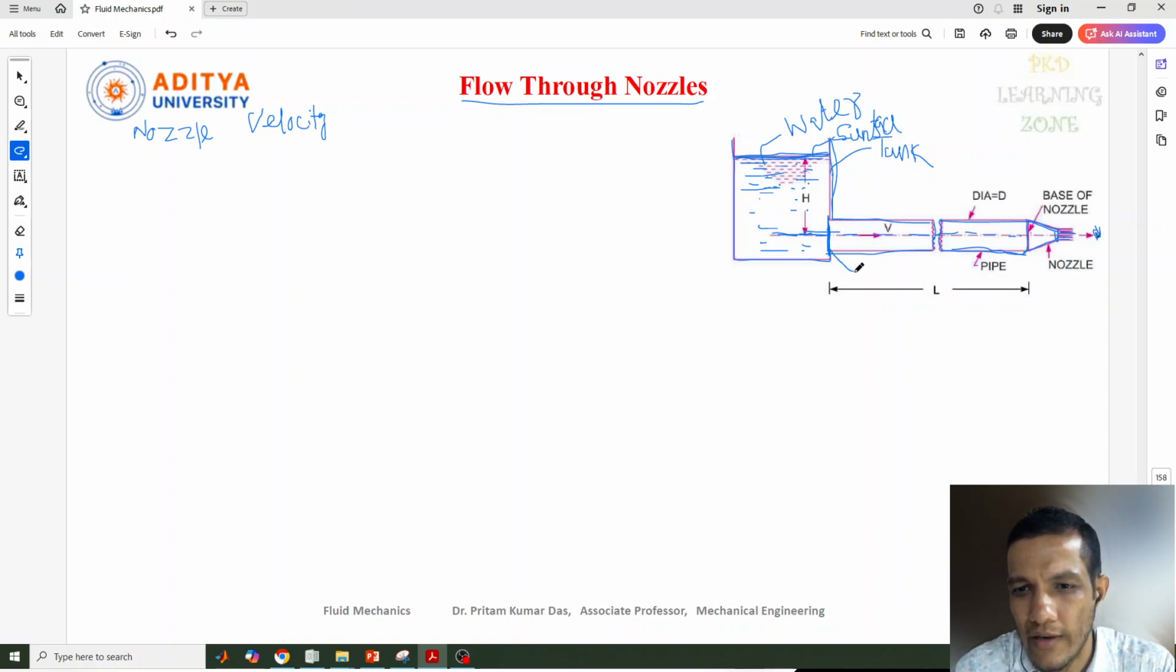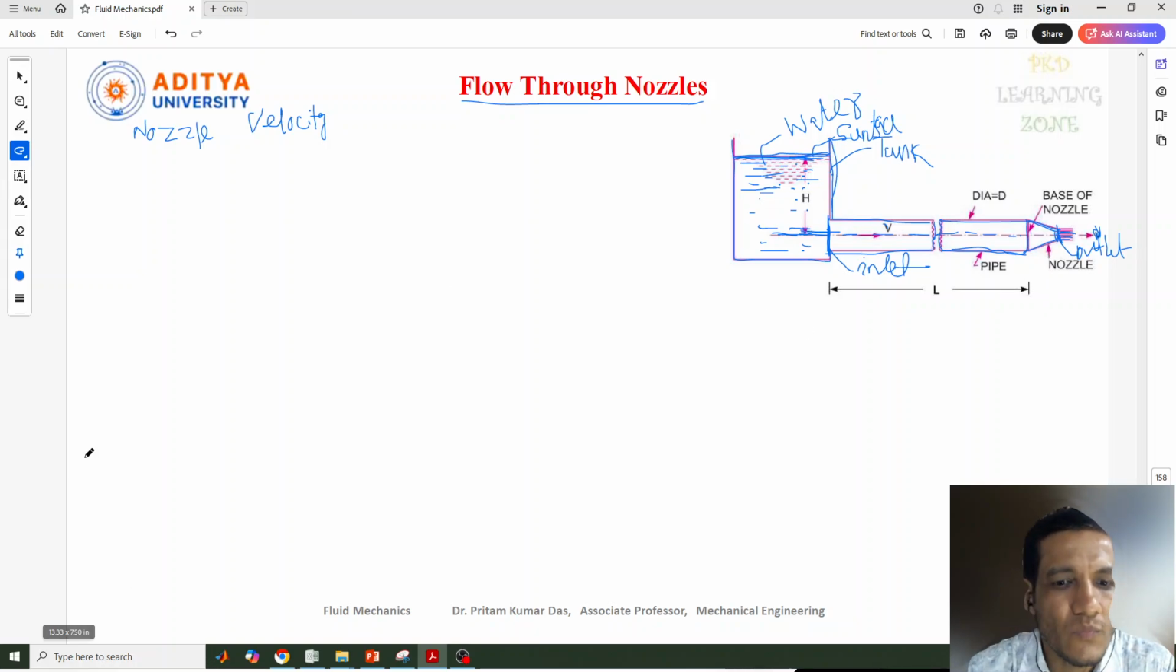This is the inlet part, and here is the outlet condition, the end of the pipe. Here h is the distance from the surface level to the inlet condition, the entry of the pipe. v is the velocity of the fluid, d is the diameter of the pipe, and l is the length of the pipe. These are the parameters we are going to use.